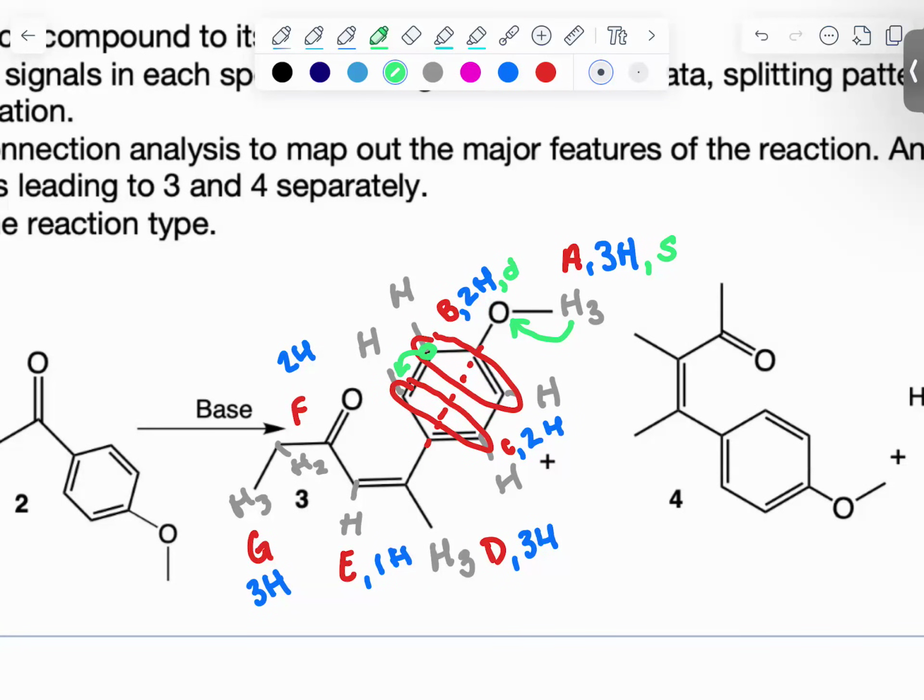What about C? Doublet. Again, we have one neighbor. What about D? Singlet. Why? We have no neighbor. Okay, what about E? It's also going to be a singlet. What about F? A quartet. And what about G?